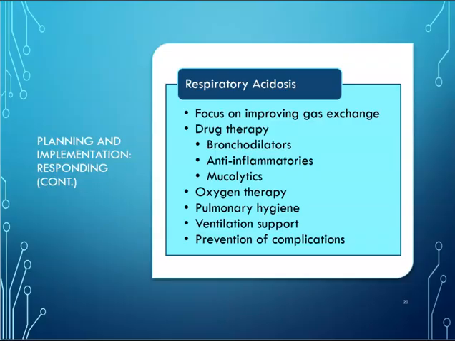For respiratory acidosis, how are we going to fix this? Well, first of all, we need to focus on improving their gas exchange. We need to treat any underlying conditions like COPD, asthma, chronic bronchitis, pneumonia. We can give them medications once they're ordered by the provider. O2 is going to be low, so we can supplement for that. We can put them on oxygen.